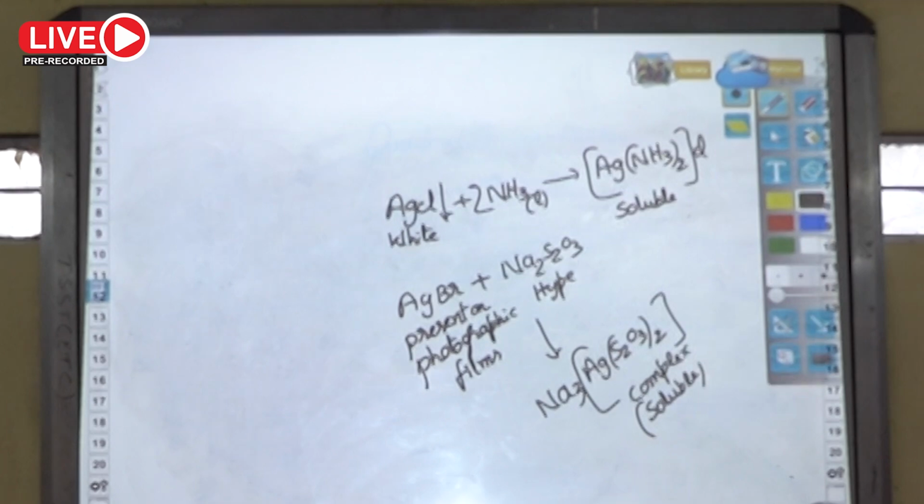What is the complex responsible for the photosynthesis process in which the green plants, which we call autotrophs, manufacture their own food? The answer is chlorophyll. But there are many complexes.